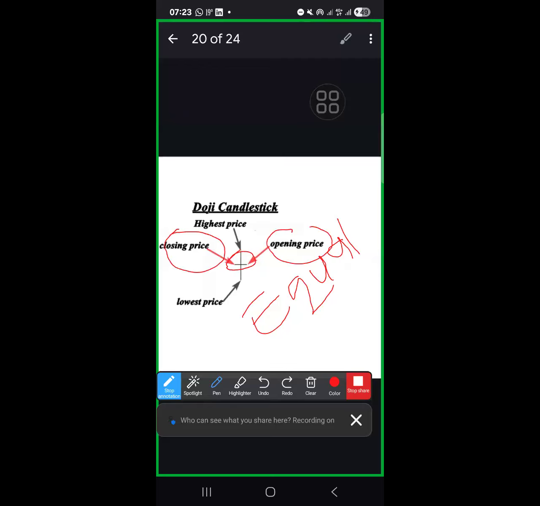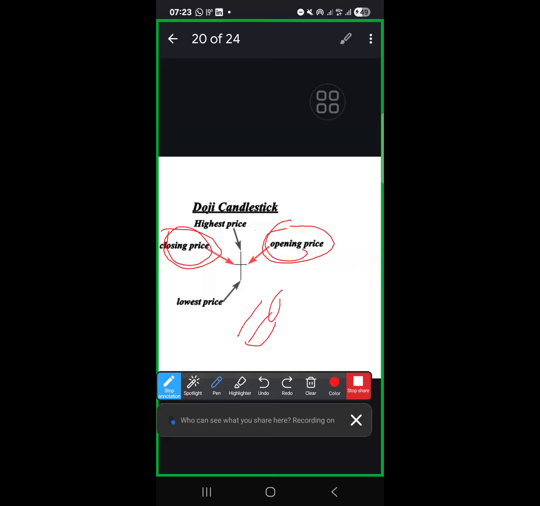When you see a Doji candlestick pattern forming, you should know that the market is telling you that the opening price and the closing price are the same. So if opening and closing are at one price, it means there is equality. What else is there apart from equality? It means there is indecision. The market has not decided which direction it should take.